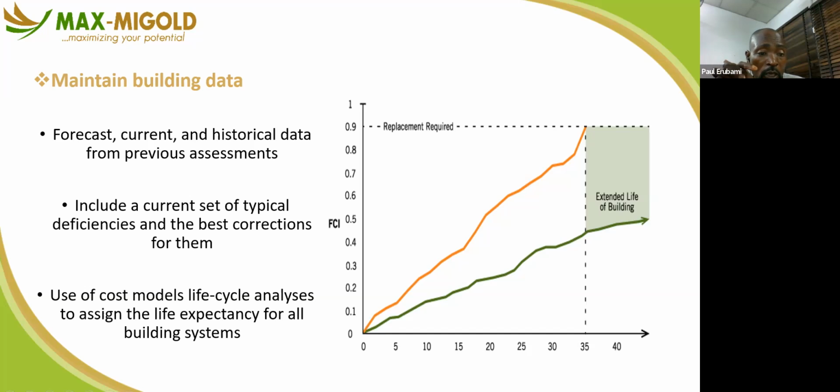Then it also includes a current set of typical deficiencies and the best correction for each of those itemized deficiencies. It also helps to use the cost model life cycle analysis. What do they mean by cost model of life cycle analysis? When you're talking about asset life cycle, I mentioned that on Wednesday when we did asset management.